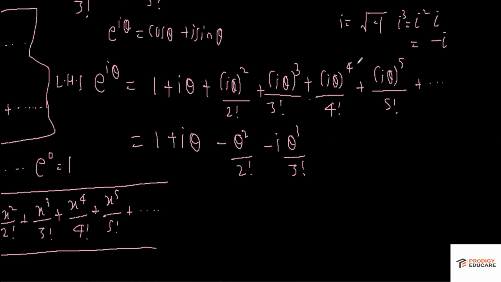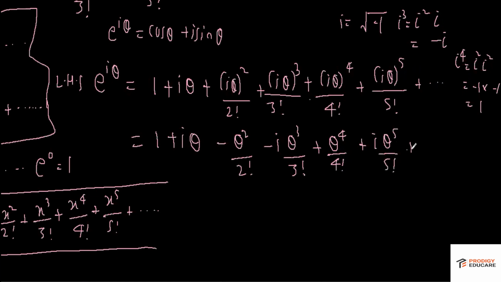Then I have i raised to 4. Now i raised to 4 is i squared times i squared, which is minus 1 times minus 1, which is again 1. So in that case, I'll get a plus 1. So that is plus theta raised to 4 by 4 factorial. Again, i raised to 5 can be written as i raised to 4 times i. i raised to 4 is 1. So this is simply plus i times theta raised to 5 by 5 factorial, and so on.